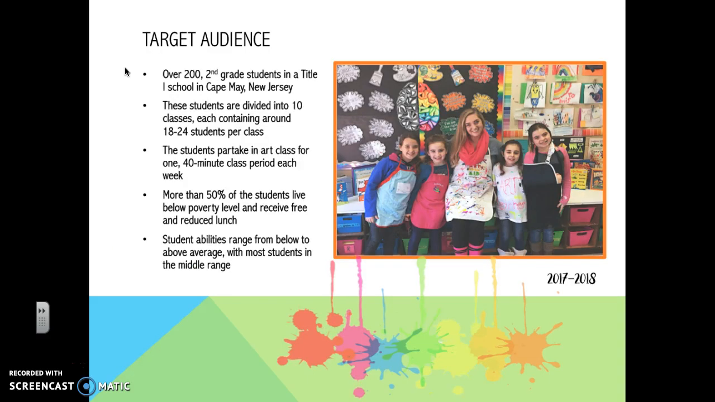The target audience for this design document is over 200 second grade students in a Title I school in New Jersey. The students are divided into 10 classes, each containing about 18 to 24 students per class, and the students partake in art class for one 40-minute class period each week. More than 50% of the students live below poverty level and receive free and reduced lunch, and student abilities range from below to above average, with most students in the middle range.